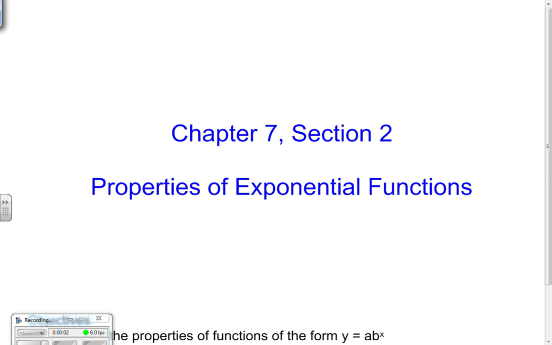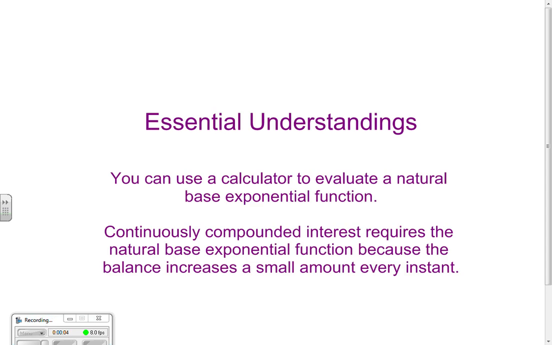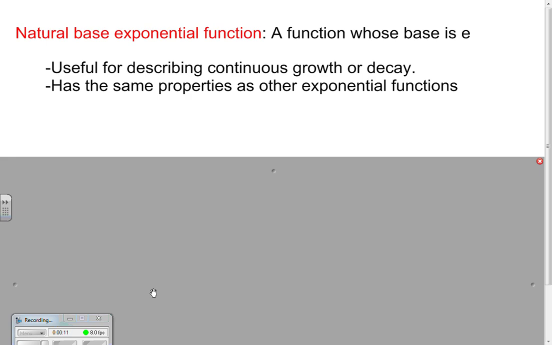Chapter 7, Section 2 is properties of exponential functions, how we can use a calculator to evaluate the natural base exponential function. The natural base exponential function is a function whose base is e, like the letter e, and there is a button on the calculator for that. It's most useful when you have continuous growth or decay, but it does have the same properties as other exponential functions that we've been graphing.